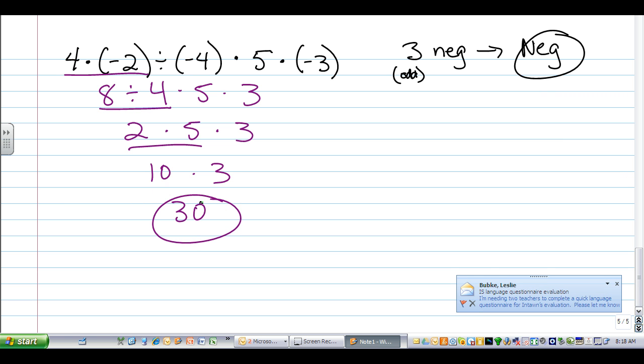Okay, but that's not my final answer. Remember, it is negative. Negative 30. Because I said it's going to be negative since there is an odd number of negative signs. Okay, now let me show you how to do it following the rule where if the signs are the same, it's positive, and if they are different, it's negative. You're still going to come out with the same answer, but it's a little more tricky if you follow that rule.